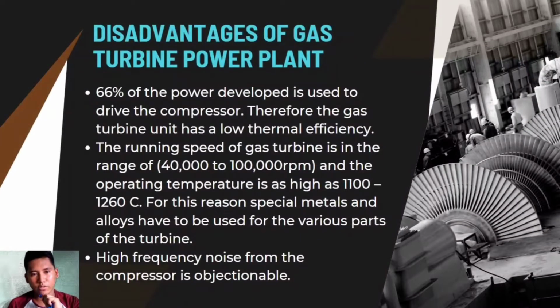Disadvantages of gas turbine power plant. 66% of the power developed is used to drive the compressor. Therefore, the gas turbine unit has a low thermal efficiency. The running speed of a gas turbine is in the range of 4,000 to 100,000 rpm and the operating temperature is as high as 1,100 to 1,260 Celsius. For this reason, special metals and alloys have to be used for the various parts of the turbine. High frequency noise from the compressor is objectionable.